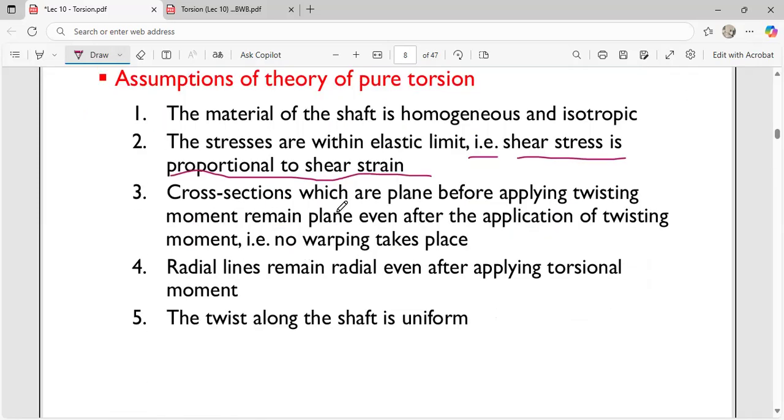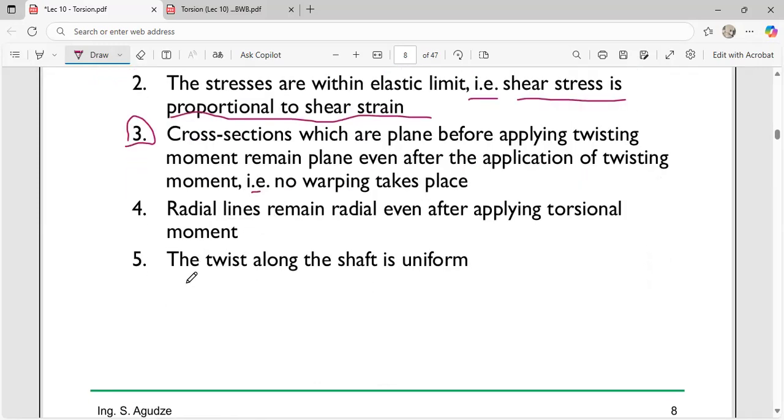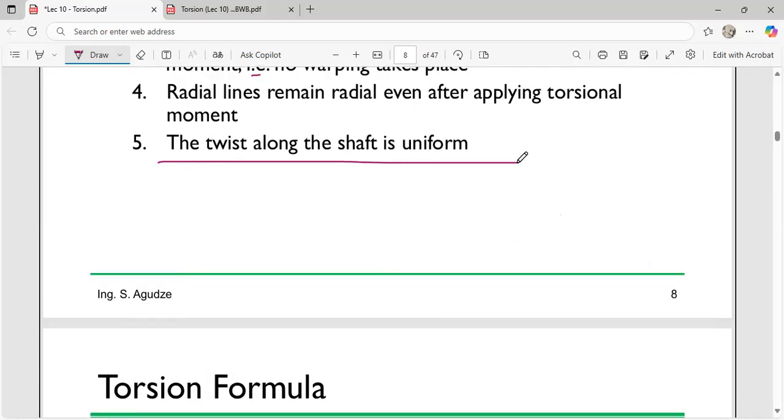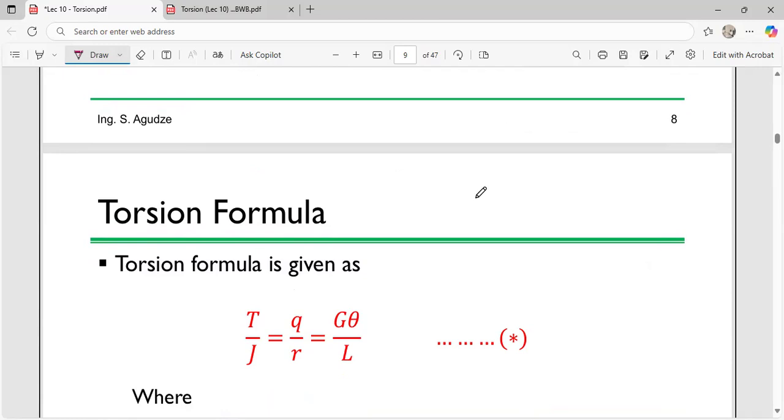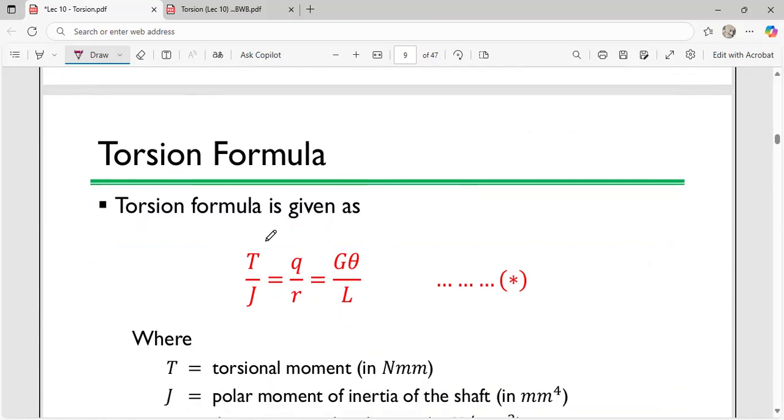Cross section. In the third point, we are going to be looking at cross sections are plane before applying twisting. Cross sections remain plane even after the application of twisting moment. That is, no warping takes place. Radial lines remain radial even after applying torsional moment. And also, the twist along the shaft is said to be uniform. Those are the assumptions.